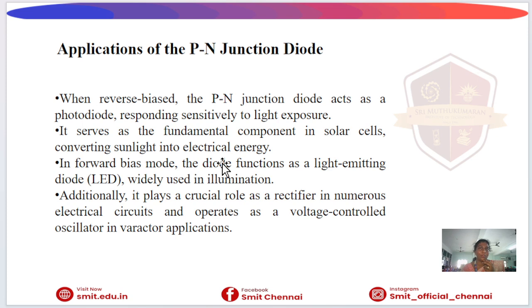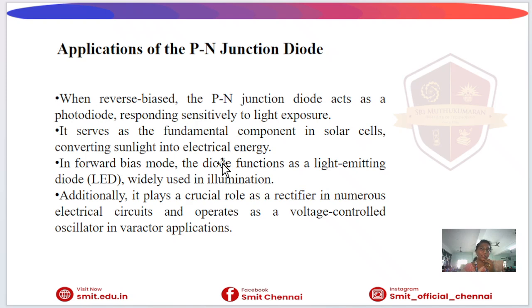Then the application of the PN junction diode is also the rectifier. What is meant by a rectifier? It converts AC to DC, and as you already know, it is used in mobile chargers, laptop adapters, and power supplies. The LED, a forward biased PN junction diode, emits light. Its applications are traffic signals, indicator lamps, and display boards. The next one is the photodiode. The reverse biased diode is sensitive to light, and its applications are optical communication and automatic street lights.